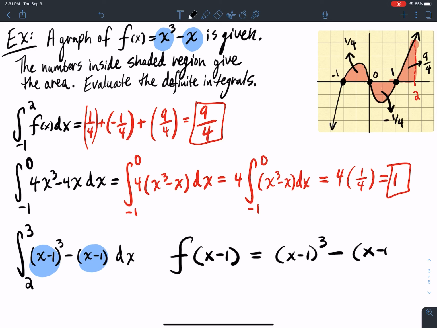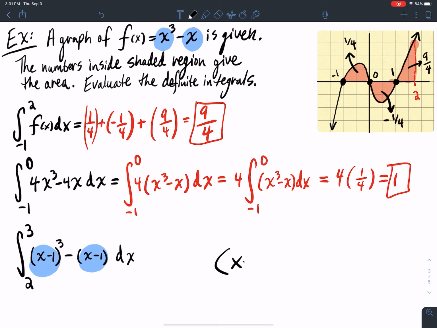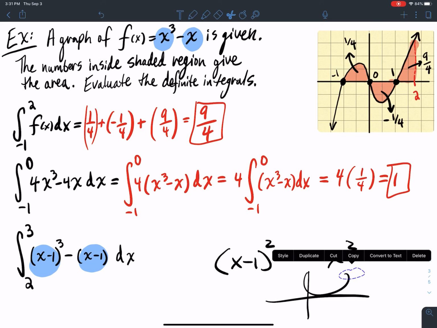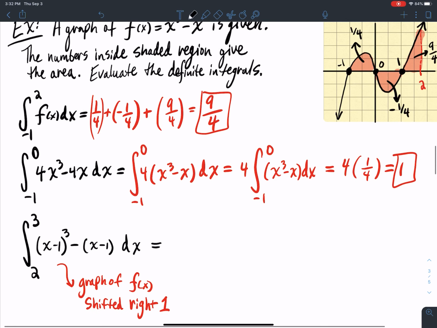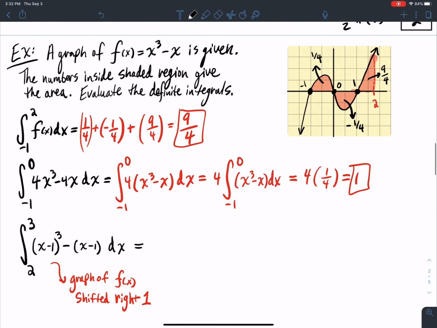So what's happening here? It looks like that minus 1 input in the parentheses, you think back to your college algebra days, if I had x minus 1 squared, that would be the parabola x squared shifted to the right 1 unit. That brings you back to college algebra days. So what I'm going to do is have this graph shifted to the right 1.